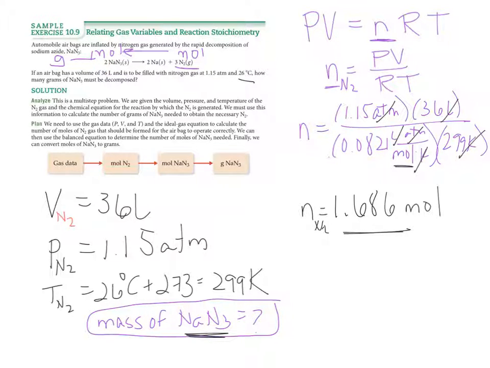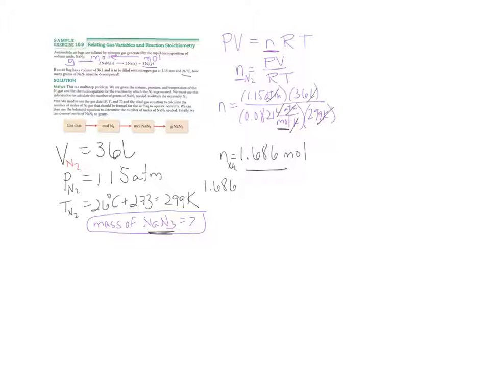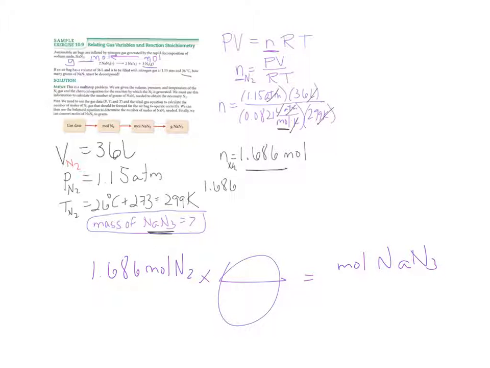We have 1.686. Actually, I'm going to give myself more room. So if I have 1.686 moles of nitrogen, and I want to find out how many moles of sodium azide produced that in the reaction, I can multiply that by a molar ratio, and that molar ratio would come from my reaction.